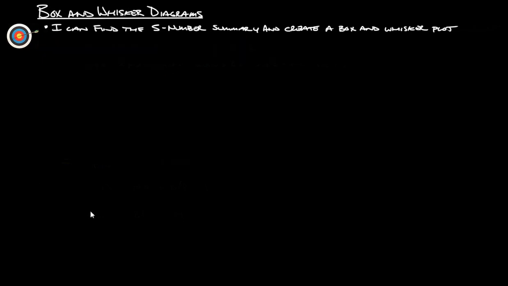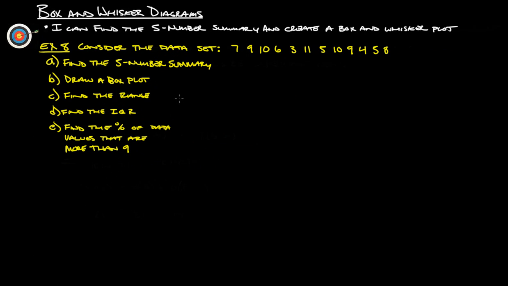So let's try one. Okay, so example 8, consider the data set, all this here. Find the 5-number summary, draw a box plot, find the range, find the interquartile range, and then find the percent of data values that are more than 9. Okay, so this is not a lot of data, so again, we can do this on a graphing calculator, or we can just do it by hand. I'm just going to elect to do this by hand here. So I'm just going to order everything, and then away we go.